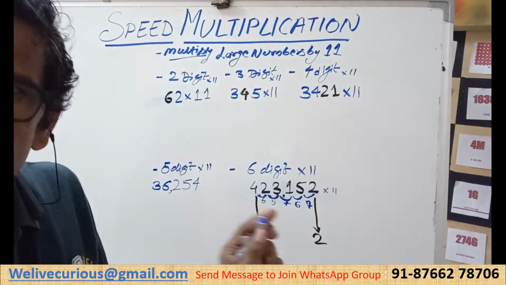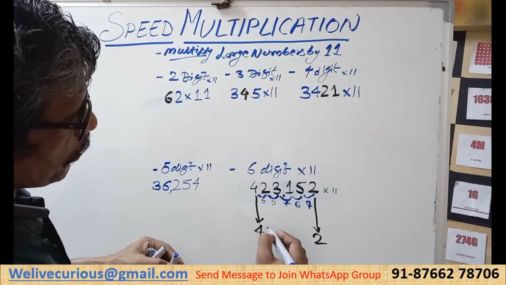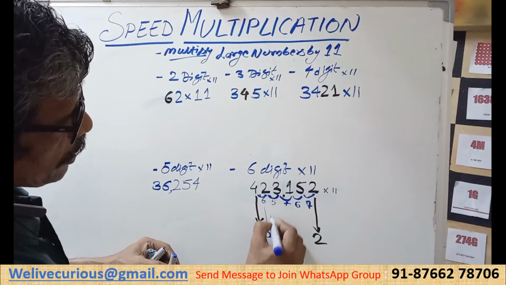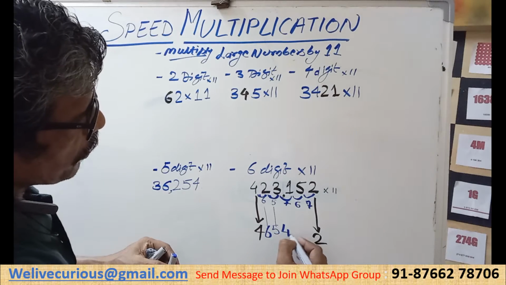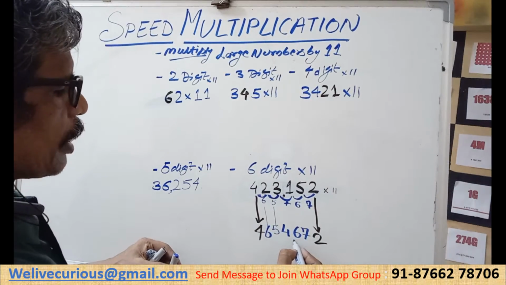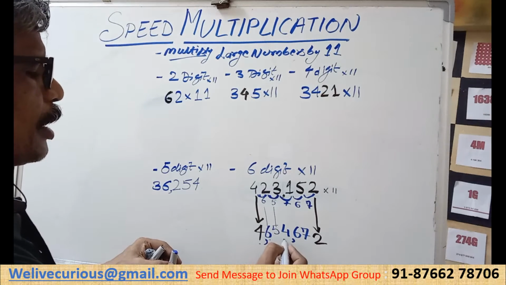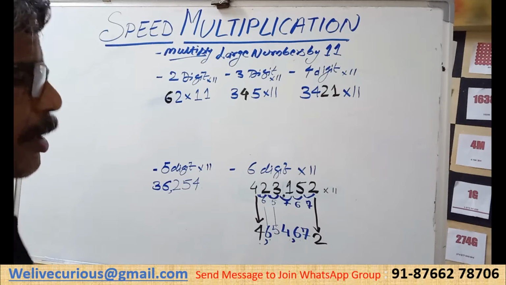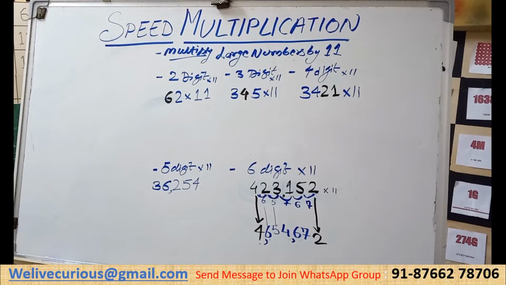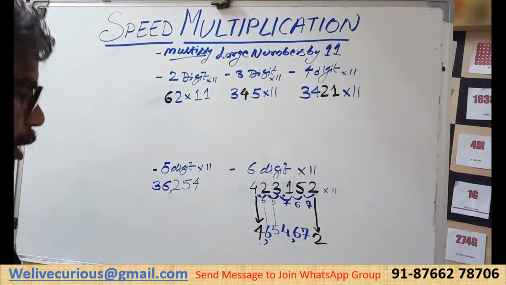The job is done. Only you use these numbers: 4, 6, 5, 4, 6, 7, 2. Now we put a thousand separator. 4,654,672. That's the answer. As simple as that. Nothing complicated. Nothing could be easier than this.